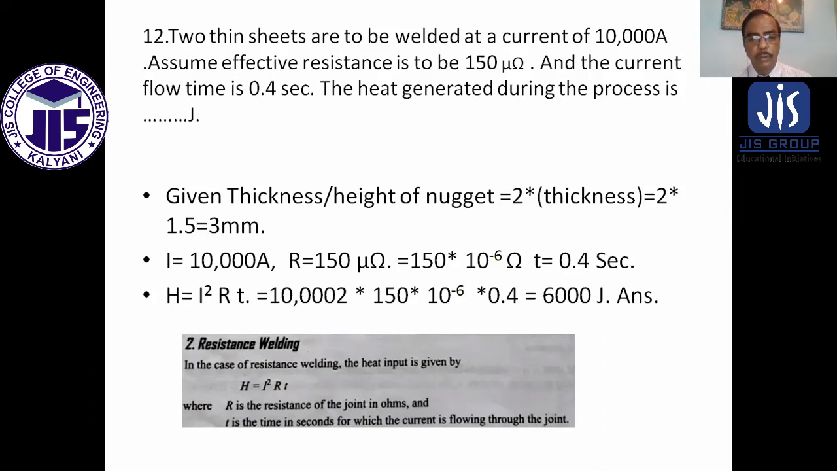So 10,000 square into 150 × 10^-6 into 0.4 seconds is equal to 6,000 joules. So the answer is 6,000 joules.